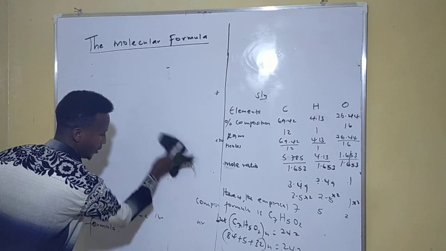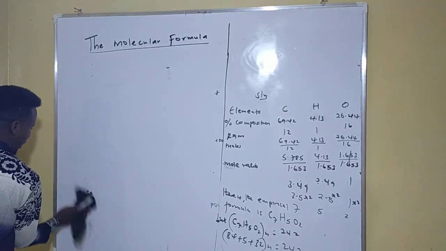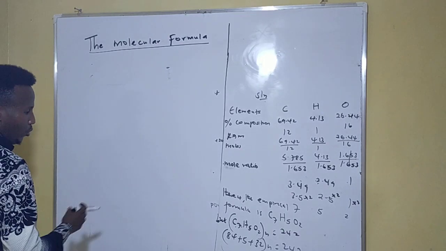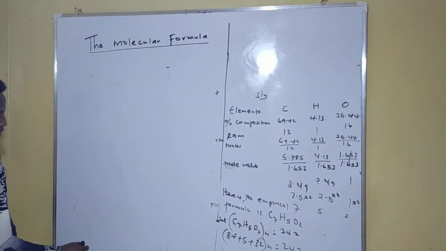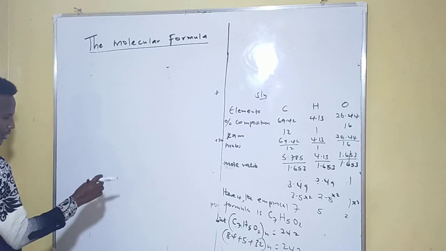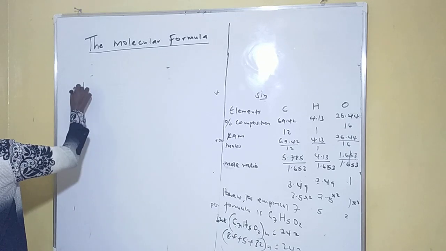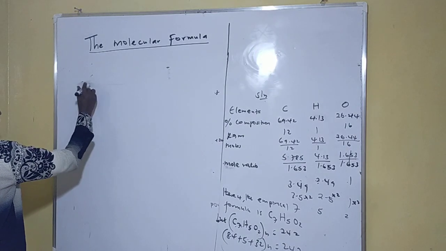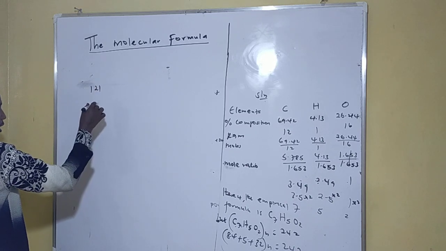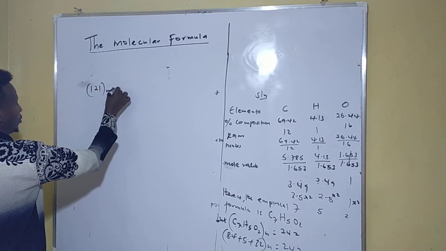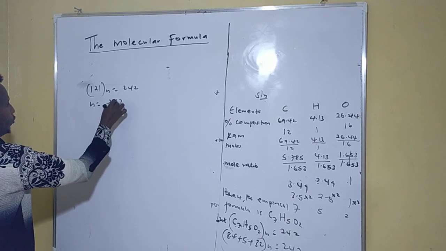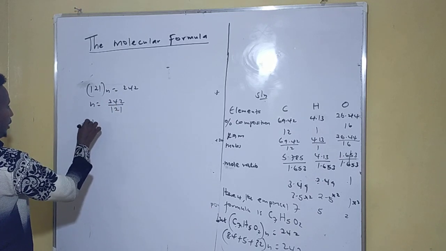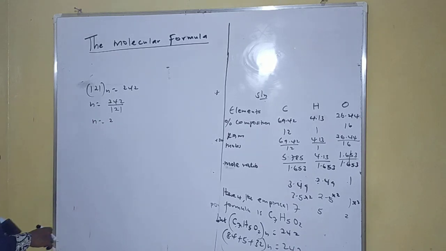Look at this point here. So here we are going to add: 84 plus 5 is 89, plus 32 is 121. Into N is equal to 242. So N therefore is equal to 242 divided by 121. N is equal to 2.